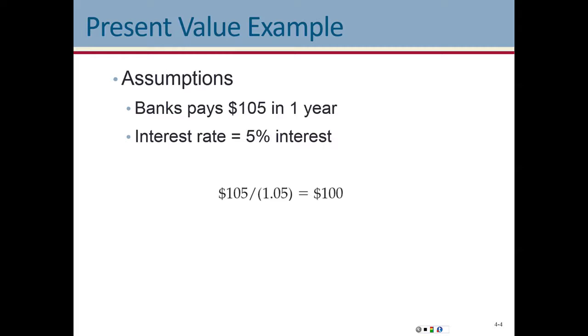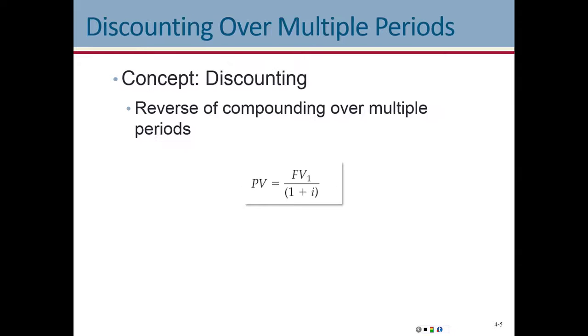So again, if a bank pays $105 in 1 year and our interest rate is 5%, same example as before, we receive $105, we divide by 1 plus our interest rate. Every time we use a formula, by the way, interest rates need to be expressed as decimals. So 105 divided by 1.05 is going to be equal to $100, right? That's, in a nutshell, the formula: present value is equal to future value in 1 year divided by 1 plus I.